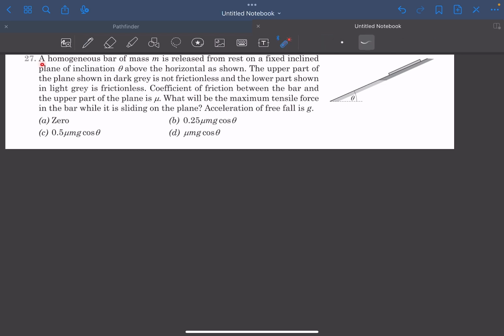And in this video, we'll try to understand this problem. It's based on the tensile force developed in a bar. So let's first of all read the problem.